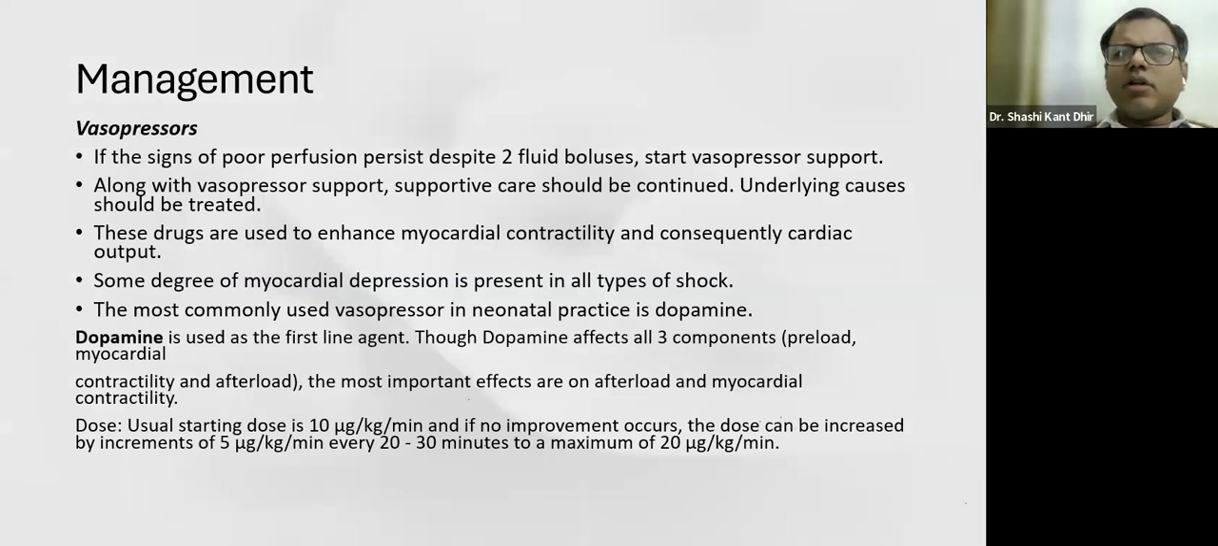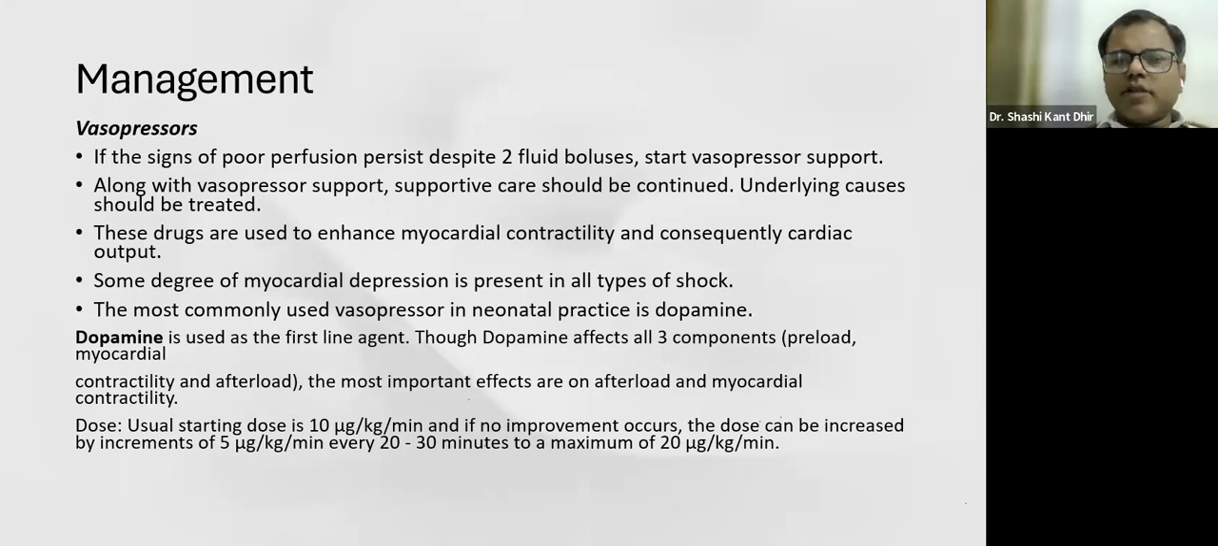So if the baby does not improve on fluid, that means we label it as fluid resistant shock, and now we have to give the vasopressor. So as per FBNC guidelines, I'll not go into much detail. As per these guidelines, we start with dopamine, right? If the baby has got 2 boluses and has not improved, then we start vasopressor. So supportive care should be continued. Underlying causes of shock should always be assessed and looked after.